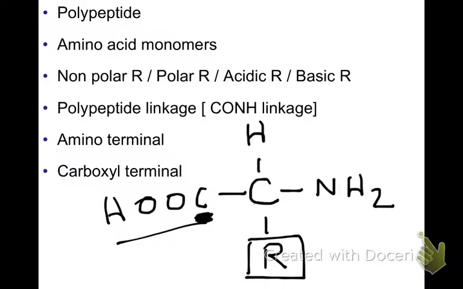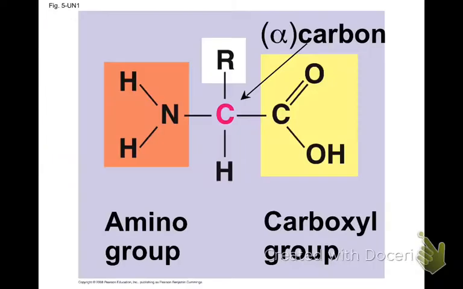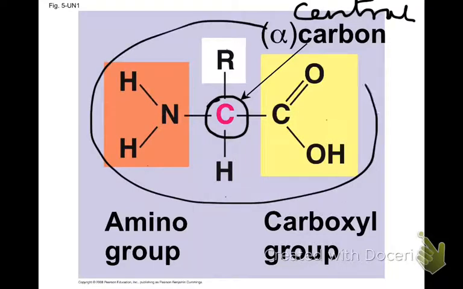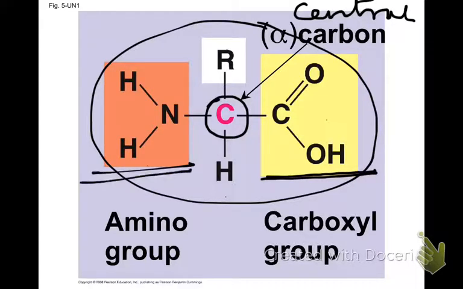So, point being, you could see that this particular carbon is called an alpha carbon or a central carbon. It has a hydrogen, it has an R group, it has a carboxyl group, it has an amino group. This is an amino acid. What is special about an amino acid? It has a carboxyl acid group and it has an amino group. Okay?